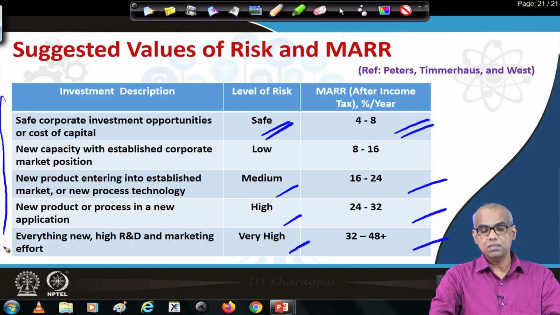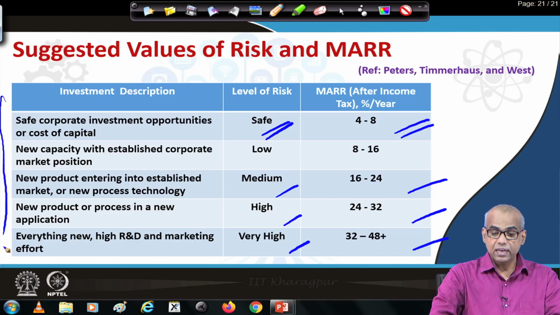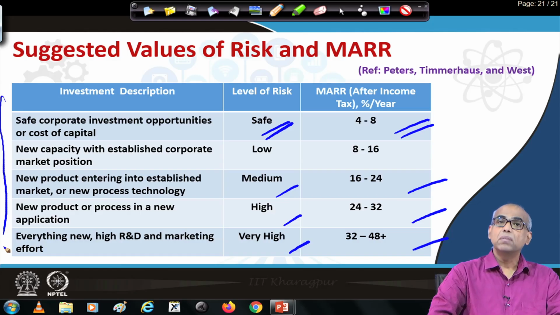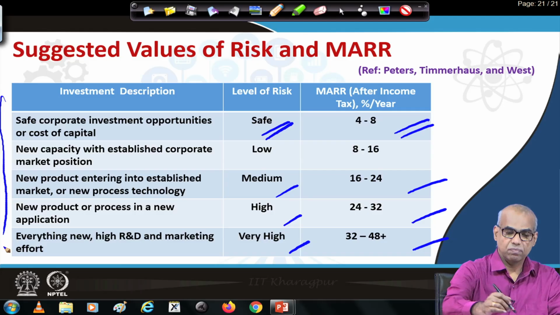So, what you notice is that as the risk increases, for example, when you have a proposal where everything is new, which cost very high research and development and marketing effort, the level of risk associated with the proposal is very, very high. So, definitely your acceptable rate of return has to be very attractive. That is why the minimum acceptable rate of return increases as the risk increases in your business proposal.